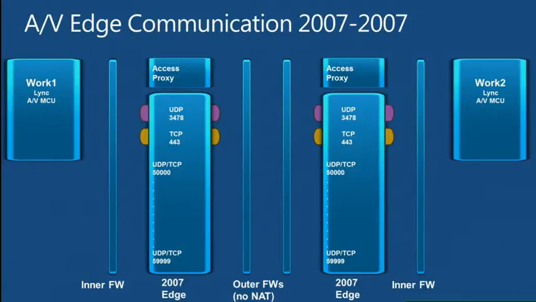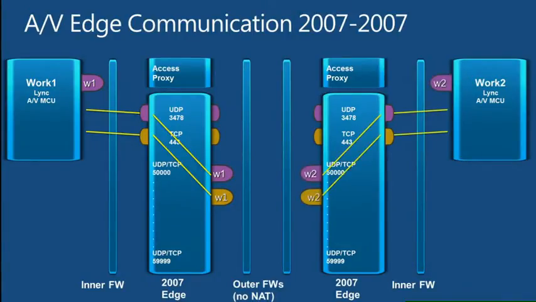Okay, so for that specific scenario, 2007 Edge servers. Work user 1 will discover the candidates, will send them to work user 2, who discovers the candidates, and then on this famous 50,000 port range, they will have a connection from Edge server to Edge server on the 50K port range. That means in this scenario, if you decide to close the 50K port range or to not open it, calls will not be possible between 2 federated entities if they are internal to their networks.